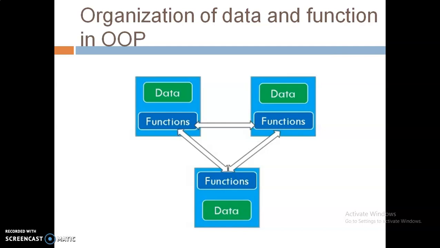So we can say this is the organization of data and function in OOP. Here we can consider these three blocks as three different objects of an entity. The first object has its own copy of data. Another object has its own copy of data, and so on. If one object wants to communicate with another object, then they can communicate using functions. So data is directly not available to other objects.